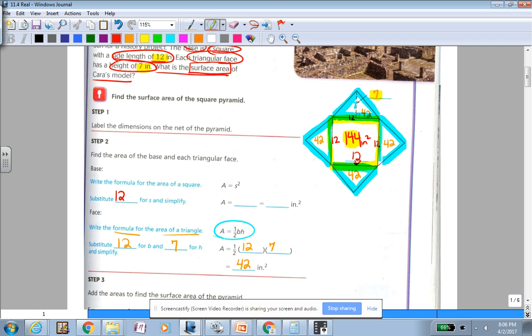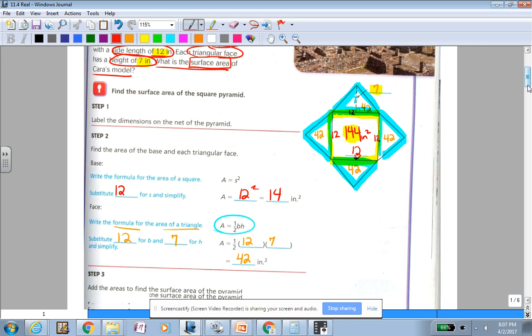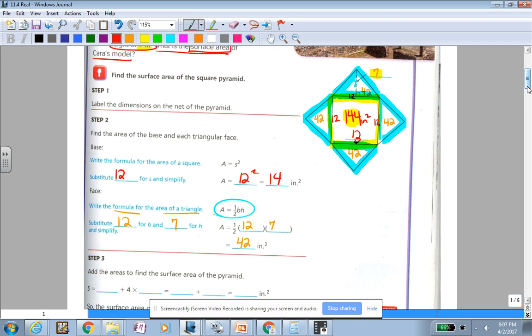I think we just got to fill in one other piece of information that we skipped, and that was the 12 squared equaling 144. Now you guessed it, to find the surface area, we now have to add all of these up. So we're looking at the 144, which was the area of the square, plus the 42, 42, 42, 42, and there's 4 triangles that are 42 inches apiece.